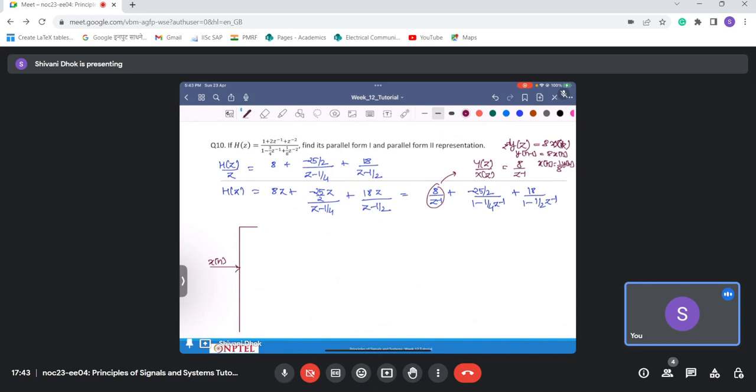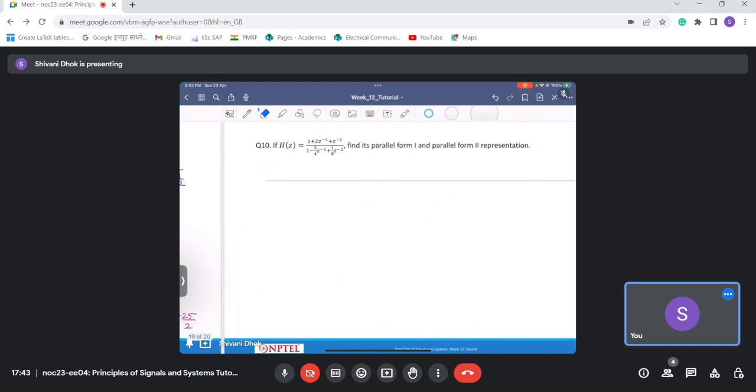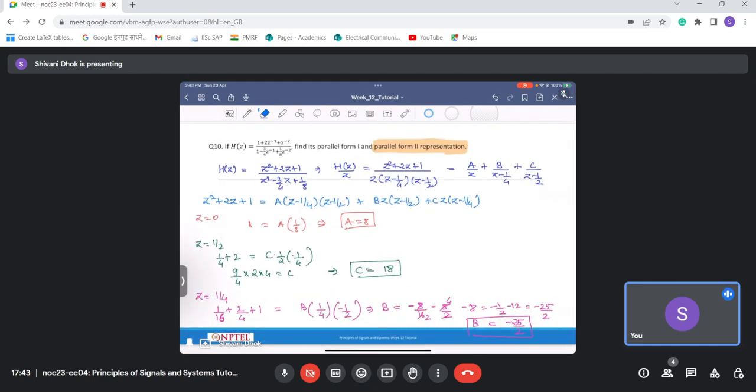I think there is something wrong with this equation. Let me rework this in some other way. I'm getting a factor of z which shouldn't come.